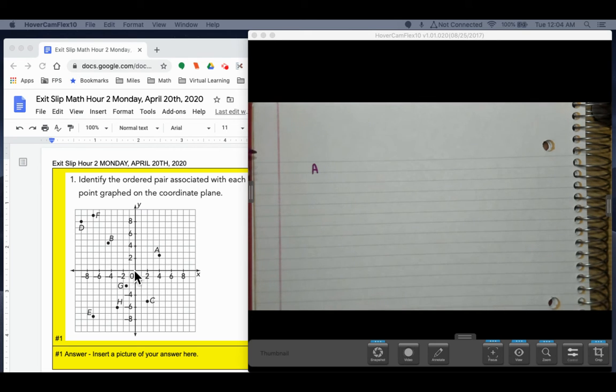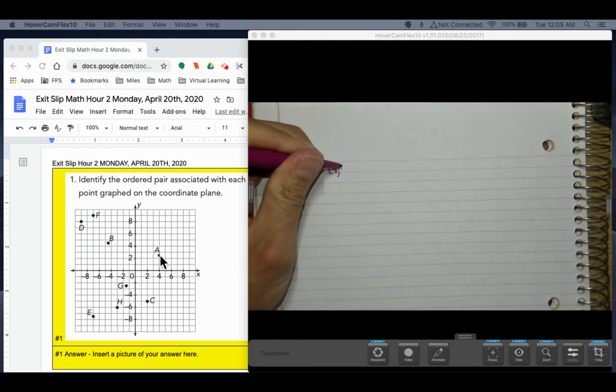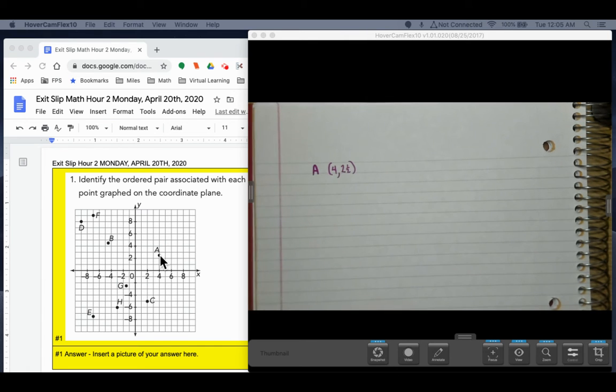And so A, I start at the origin. I go to 4. So I go left and right first, and then I go up. And it's in between 2 and 3. We start with the tricky one, and so it's 2.5, which I could have written as 2.5. Okay. B is over here, tricky ones.